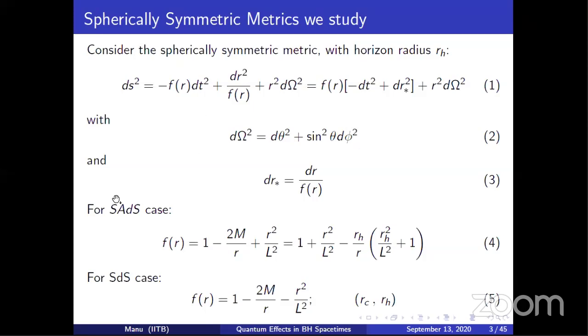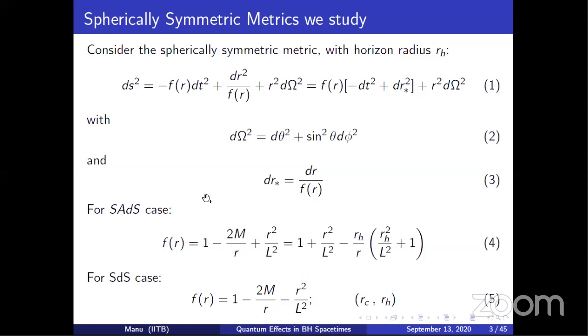But for the special cases of SAdS, by which I mean a Schwarzschild black hole in anti-de Sitter spacetime, and for a Schwarzschild black hole in de Sitter spacetime, we have explicitly calculated the results. These are black holes which are asymptotically non-flat, which is what the title meant. Going towards infinity, SAdS asymptotically maps to anti-de Sitter space, which has negative curvature, and de Sitter space has positive curvature.